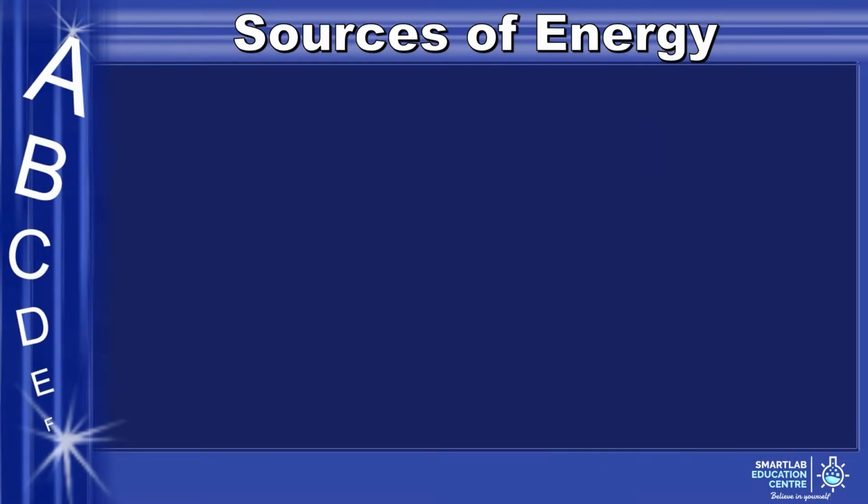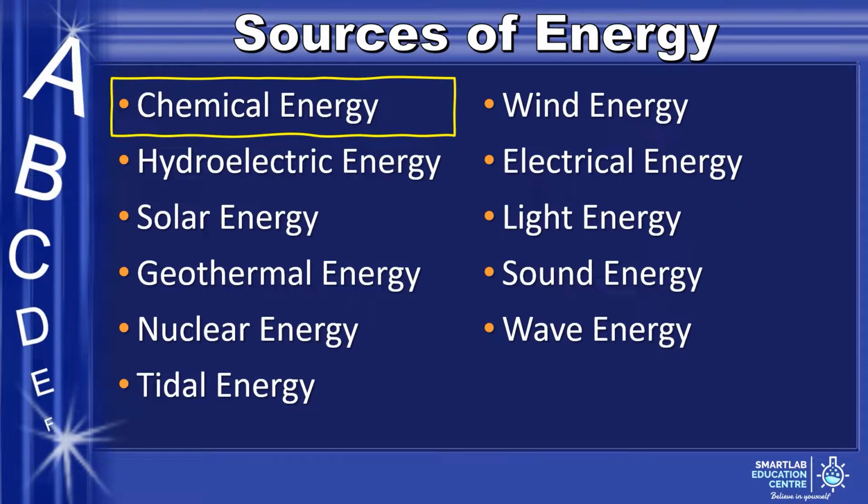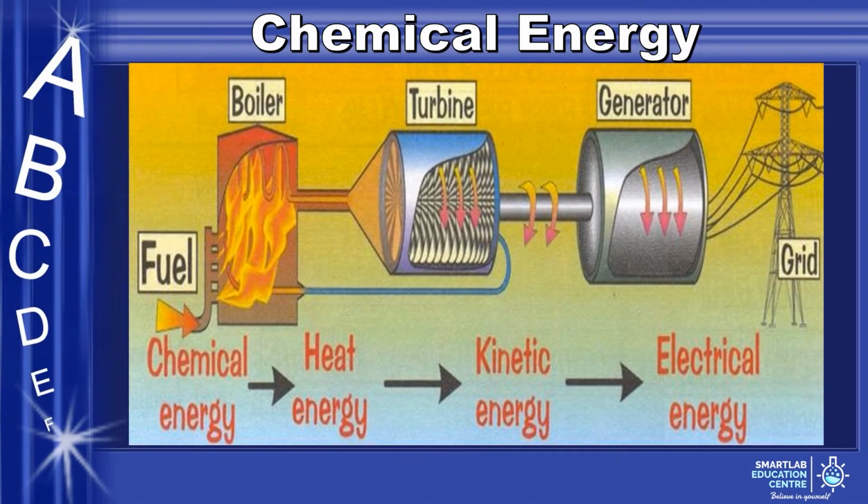The last part we learned today is about the sources of energy, and energy conversion and conservation. First, chemical energy. This diagram of a thermal power station shows how chemical energy is converted to heat energy at the boiler, then converted to kinetic energy at the turbine, and finally converted to electrical energy at the generator.